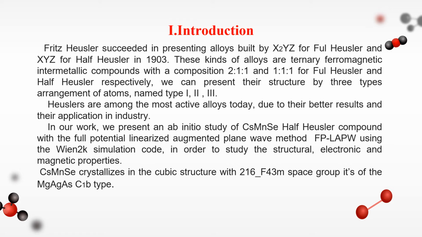In our work, we present an ab initio study of CSM and SE half-Heusler compounds with the full potential linearized augmented plane wave method, FP-LAPW, using the WIEN2k simulation code in order to study the structural, electronic and magnetic properties. CSM and SE crystallize in the cubic structure with the 216 F-43m space group. It's of the MgAgAs C1b type.